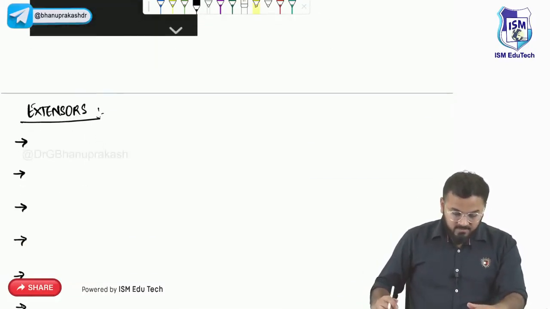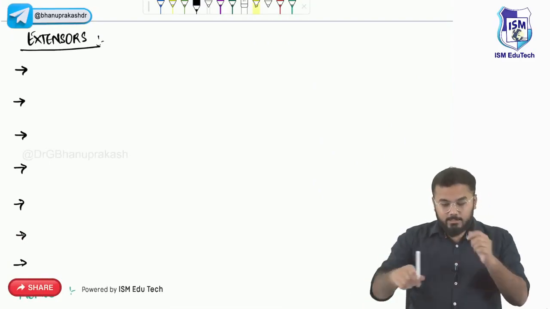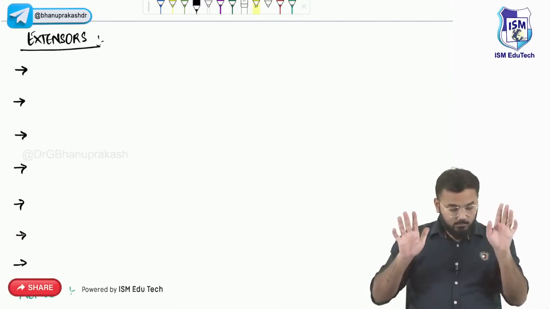Right. Now coming to extensors. Extensors are very easy. Now, how do you understand these extensors? First important point. First muscle, from the brachium to the radius, brachioradialis. First muscle finish.